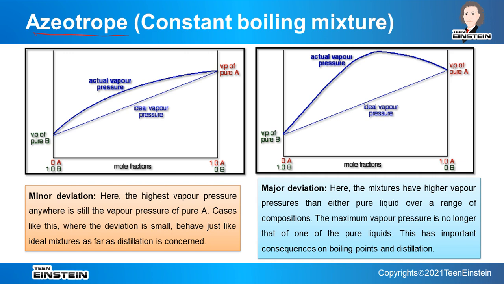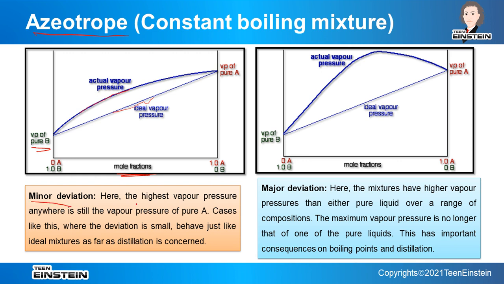So these two graphs are basically vapor pressure versus composition, that is mole fraction. So what is the difference between these two graphs? In the first case you can see that this is the ideal line, but the actual vapor pressure is like this. But this is not a very large deviation from ideal vapor pressure. There is a deviation, but it is a minor deviation.